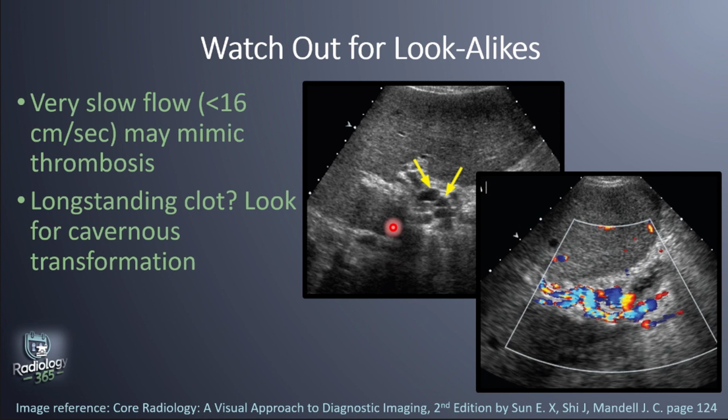So these images show us cavernous transformation of the portal vein, and this grayscale transverse image of the porta hepatis shows numerous tubular hypoechoic structures in the expected location of the portal vein, that's pointed to by these arrows. And the Doppler in this right image demonstrates flow within these collateral vessels with no identifiable single portal vein. So we realize that the portal vein has been transformed into this cavernous formation.